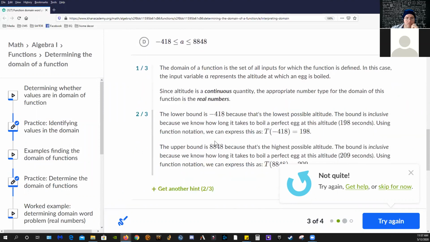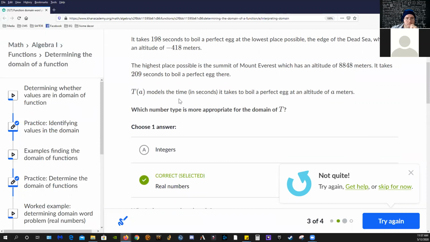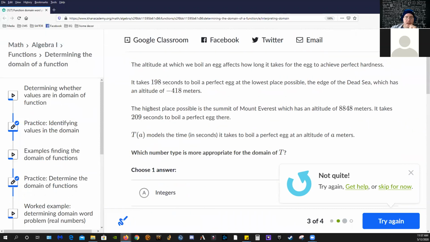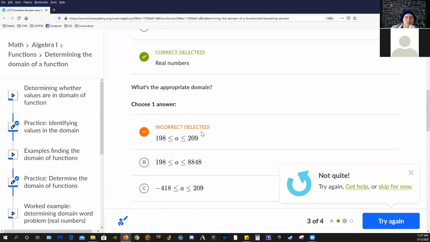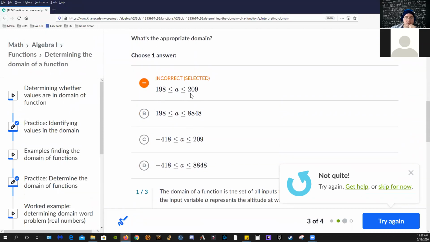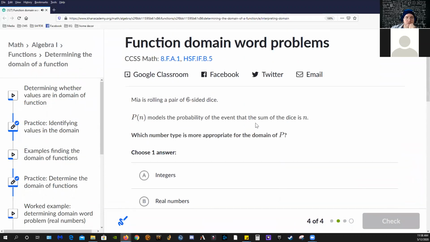So I picked real numbers. I thought it was time. Oh, but we're talking about the domain. Duh, not the range. Okay, so I was right. I had everything straight in my head, but we're talking about the domain. So the domain would be, that's the range. So the domain would be between -148 and this one. Yeah, okay. So keep that straight. Domain is the x values. Duh, okay.